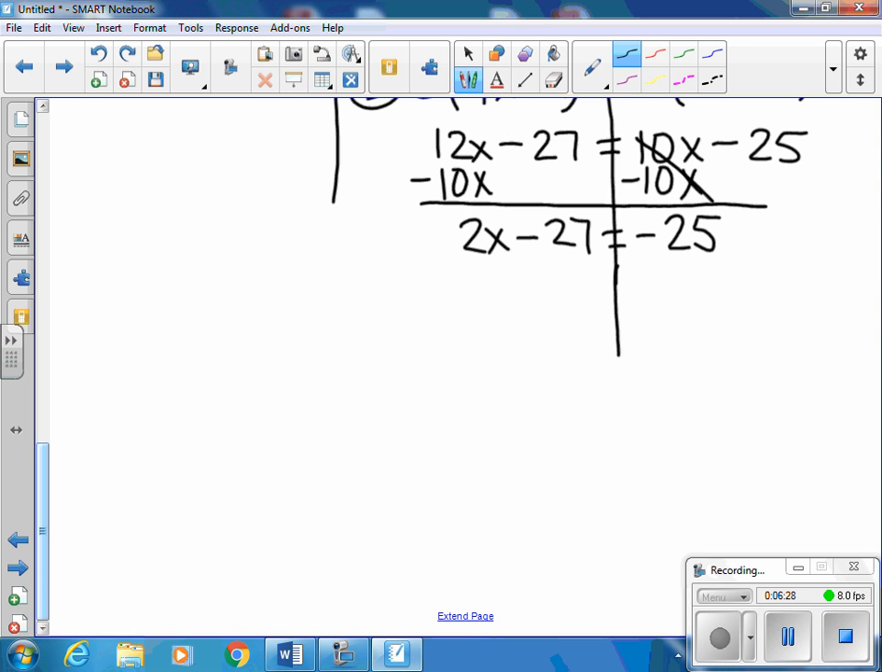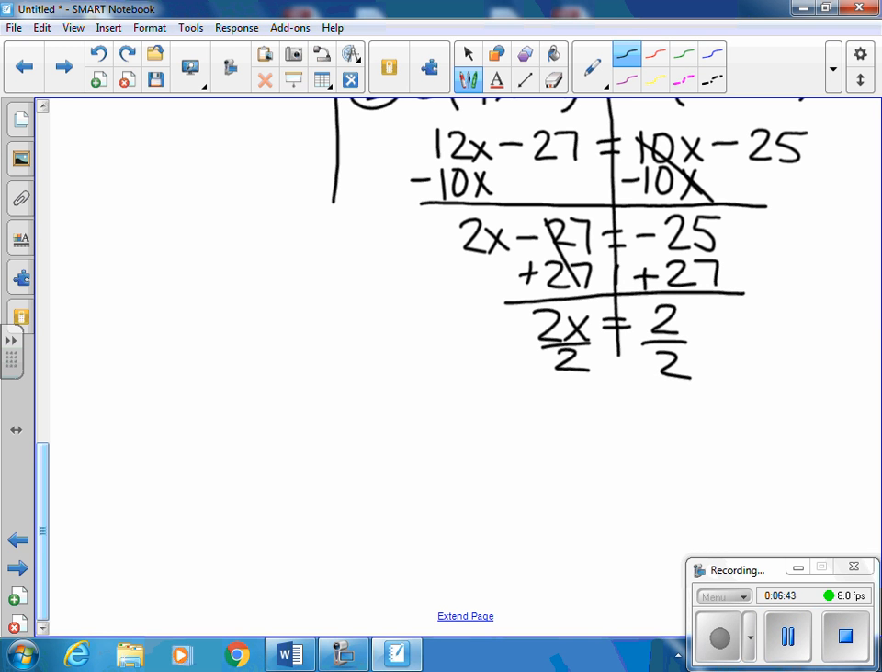Okay. You're at a 2-step problem. We need to get rid of minus 27 now. So we're going to add 27 to the other side. We have 2x on the left equals negative 25 plus 27 is a positive 2. You want to divide by 2. And nice and easy, x equals 1. Okay. So you can see the routine that we're going through here. It'll always look this way and always function this way.